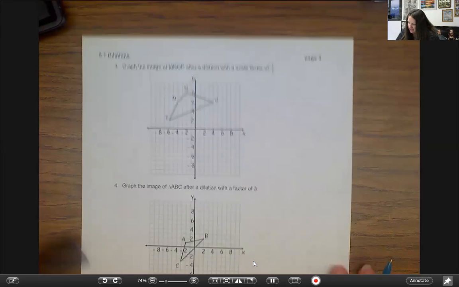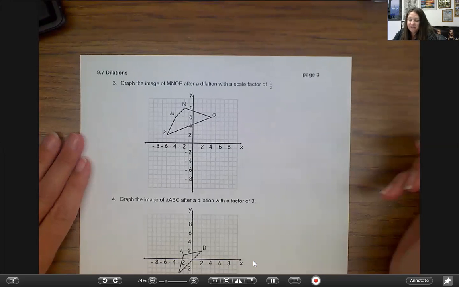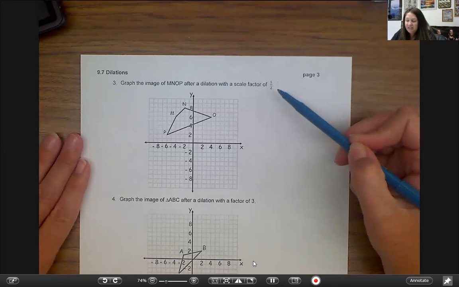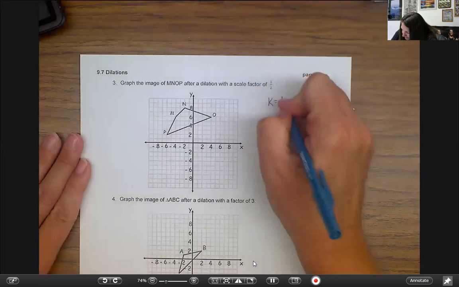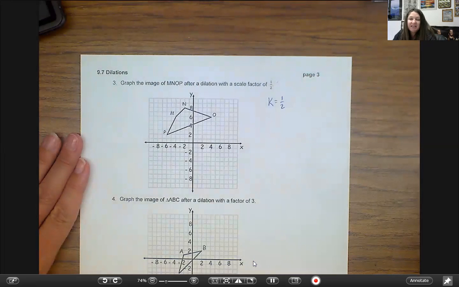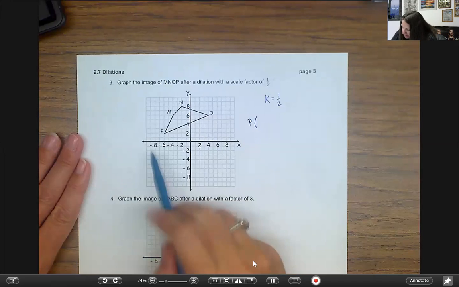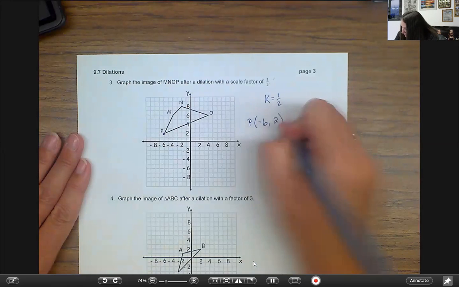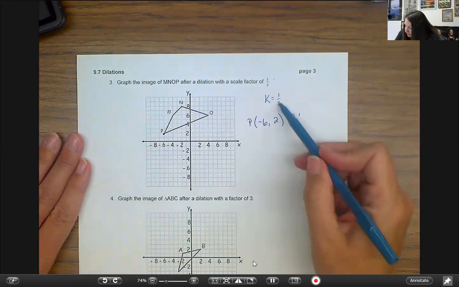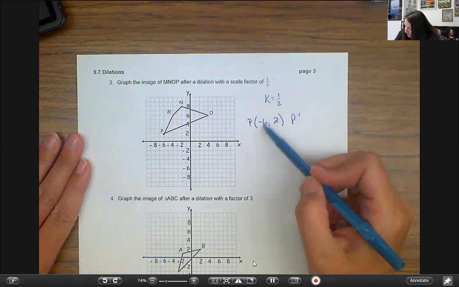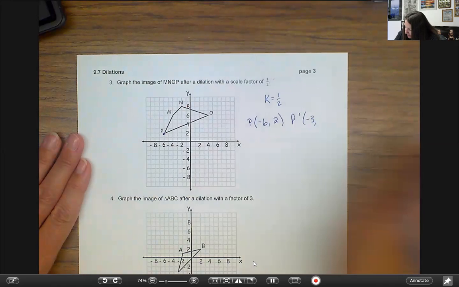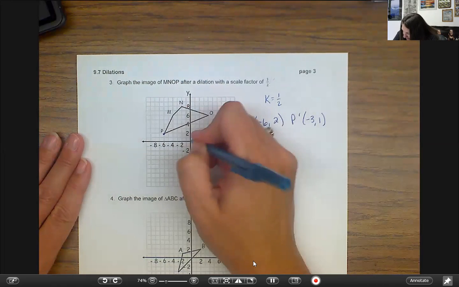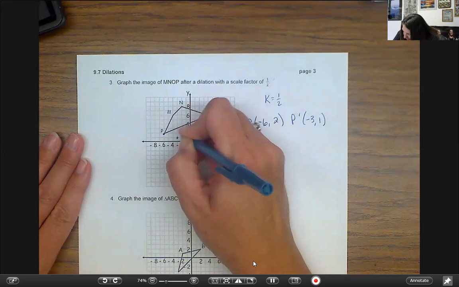That stays the case even if your scale factor is a fraction. So this time, K was equal to 1/2. So that should make this one a reduction. I just want you to look at how that would look. I'm not going to do all the coordinates here, but I'm going to get you a start. Point P was located at -6, 2. P prime would then be multiplied by that scale factor. So half of -6 is -3. Half of 2 is 1. So then at -3, 1, we would have P prime.